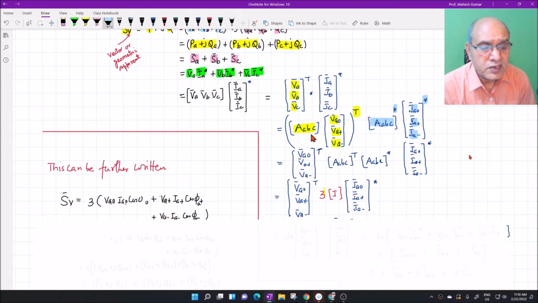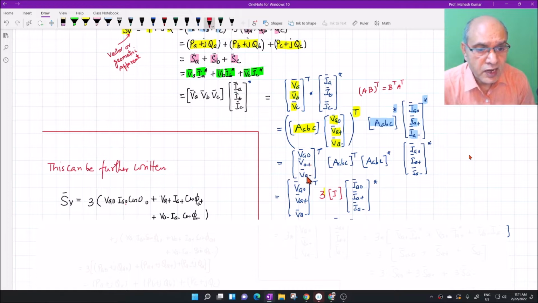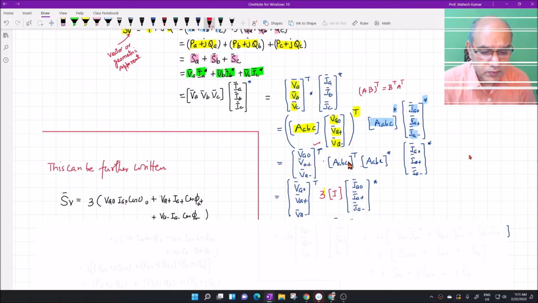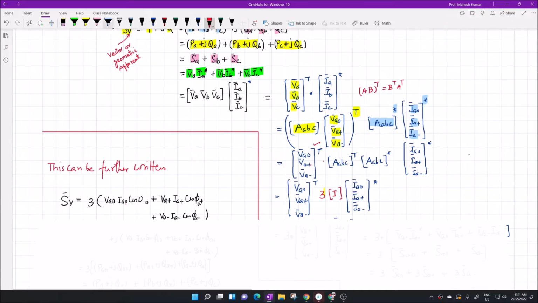Now as you know, the transpose of matrix AB is nothing but B transpose A transpose. If I have matrices A and B and I find the transpose of AB, this is nothing but B transpose A transpose. So this becomes first the voltage transpose, that becomes VA0, VA plus and VA minus transpose here, and then into A ABC transpose. And then here it is A ABC conjugate, and this is IA0, IA plus, IA minus conjugate.